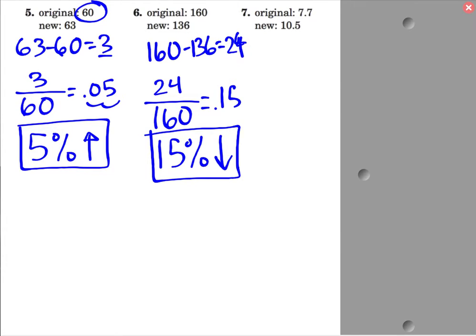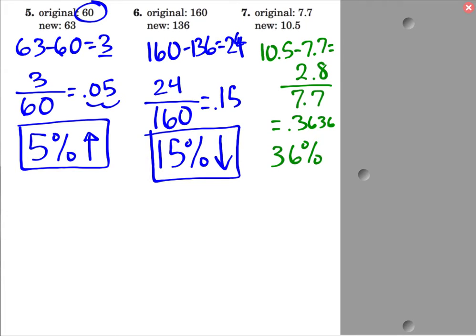We go from 7.7 to 10.5. First, find out the amount of change. 10.5 minus 7.7 is 2.8. We're going to put 2.8 over the original 7.7. So 2.8 divided by 7.7 is 0.363636, a bunch of repeating. As a percent, that's going to be 36%. It did say in the instructions to round to the nearest whole percent. And this one went up, so this is a 36% increase.